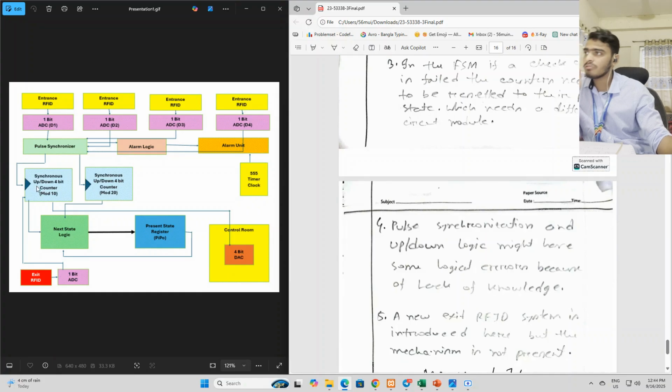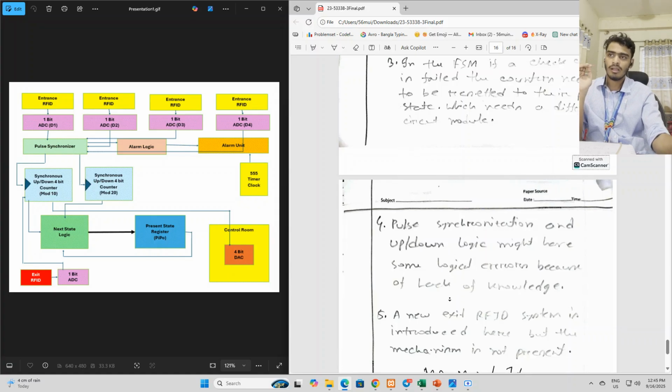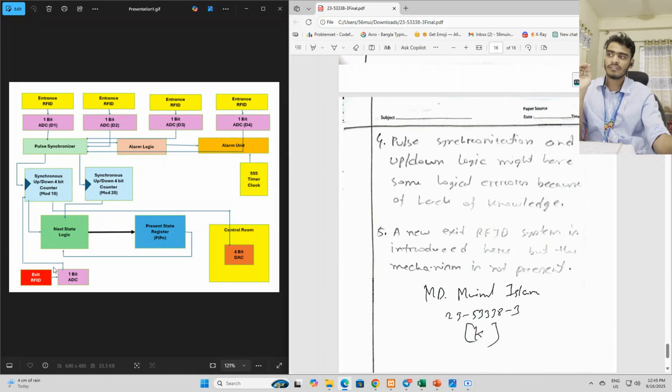And the up down counter can have some issues because the exit is directly connected to this synchronizer. There can be a logical error here, so we cannot send it directly to the counter as a down signal or something like that. We need some logical boundaries here, and I did not cover it, so this is a limitation. And of course this exit RFID is also not broadly explained here. This is a new component that I introduced in this assessment, so this can be added as a limitation.